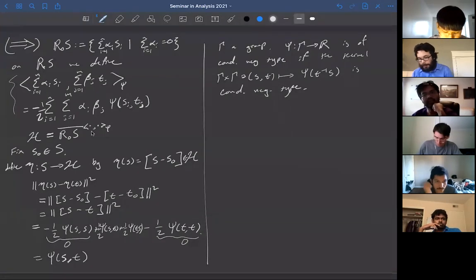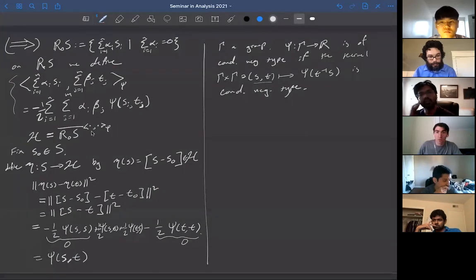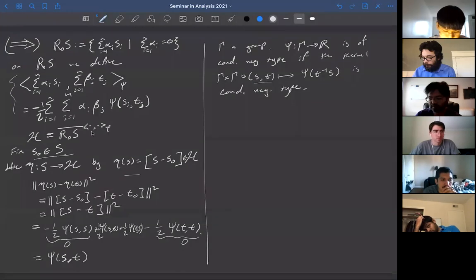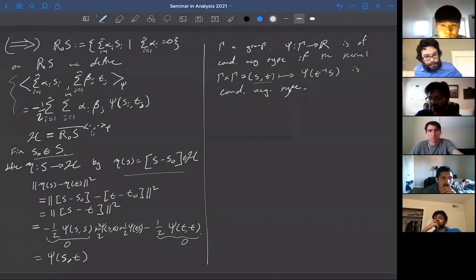And again, you can do the same thing as before. You notice that this conditionally negative type kernel is invariant under the left action of the group. That means the inner product we define here will be a gamma invariant inner product, which means we get a unitary representation on this Hilbert space. Then if you take S naught to be the identity, we get this map from our group into this Hilbert space, which satisfies this nice property that it is a cocycle.